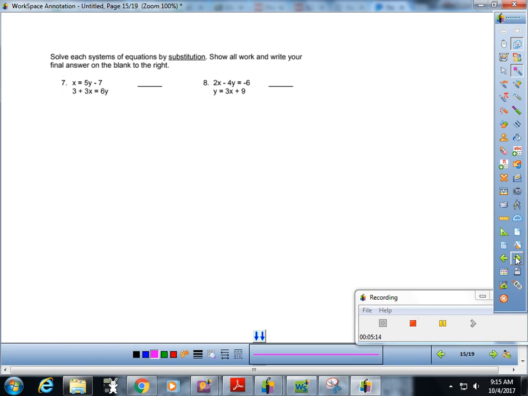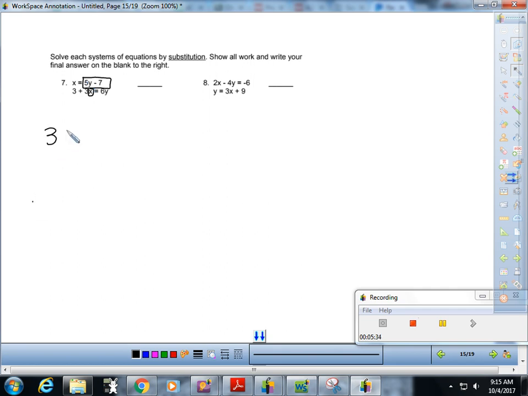All right. So now we're going to go over how to use what's called substitution. Substitution is when we take out one letter. In this case, we're going to take out x, and we put in whatever x is equal to. We are substituting it in.